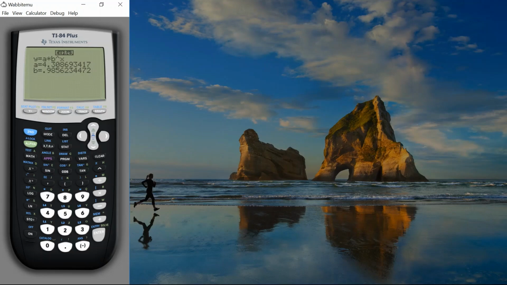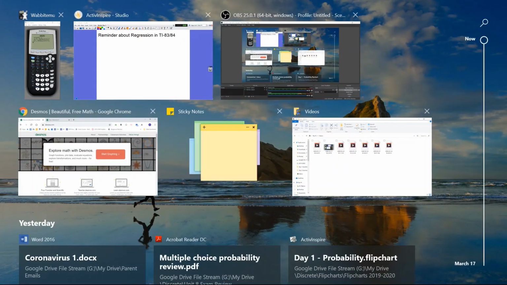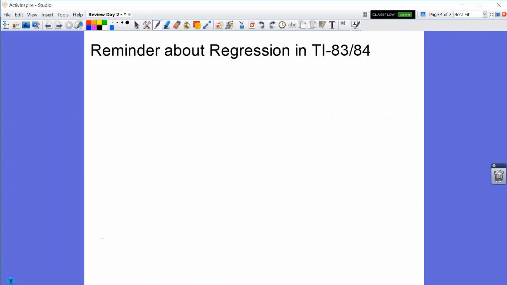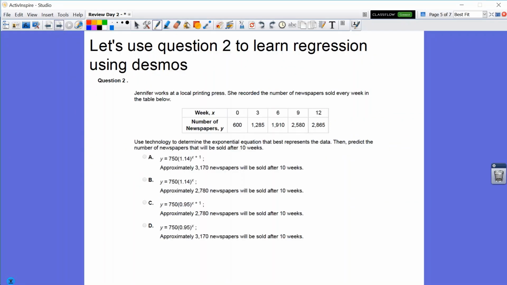All right, so the issue is some of you guys may not have a graphing calculator with you right now. So what I want to show you guys is how do we still find regression, but using something called Desmos instead. This is something that you guys should have access to if you've got a computer or a phone with an internet connection.